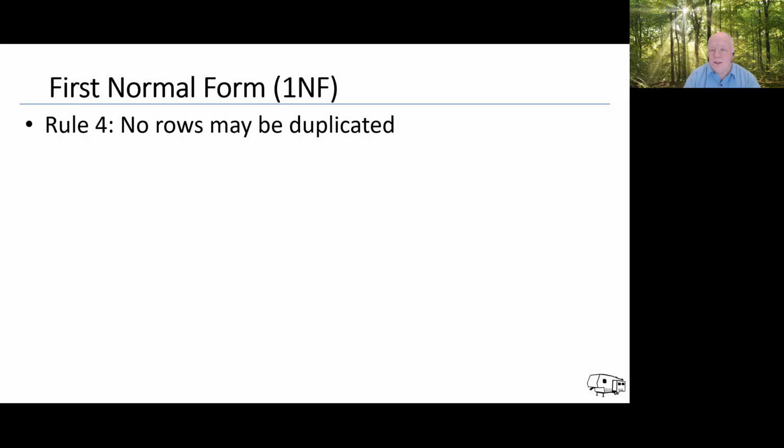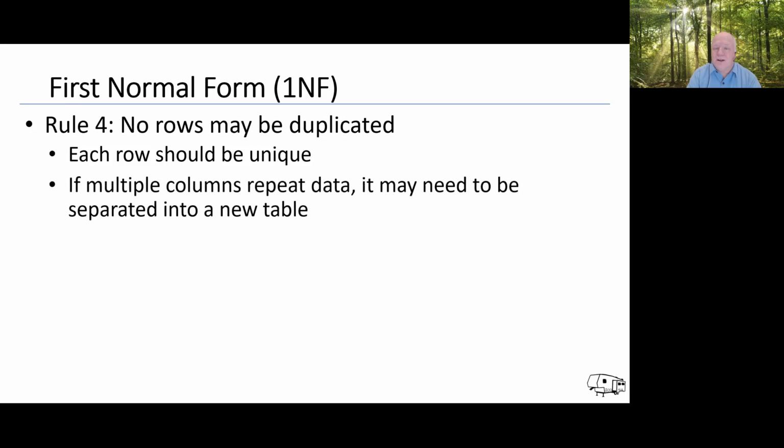The fourth rule is that no rows may be duplicated. So in other words, each row should be unique. You don't want to allow the same data or the same record completely to be entered in multiple times. For one, it would violate the primary key. And the other is that if you allowed that, then it could cause further problems. If you have multiple columns that repeat the same data, that's probably screaming for you to move that into another table.